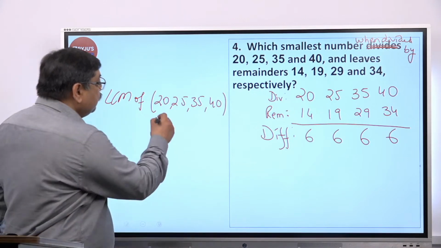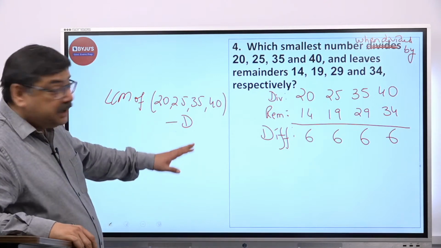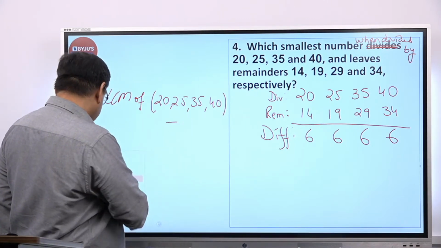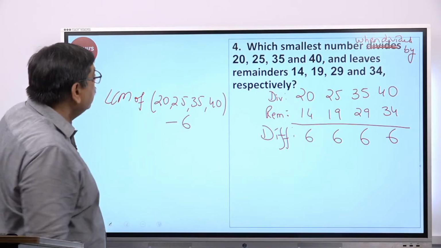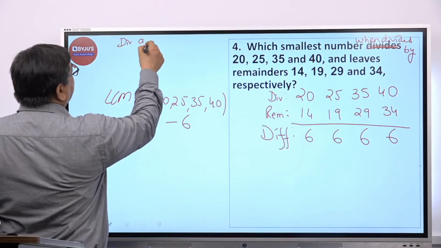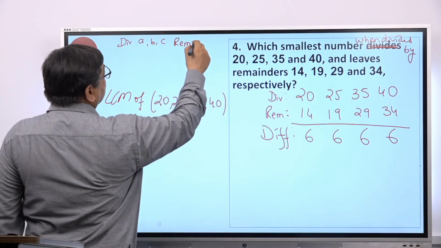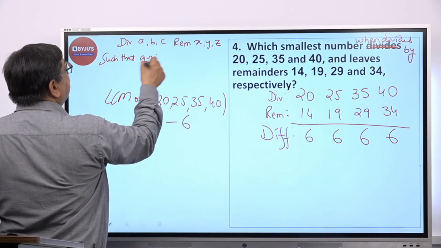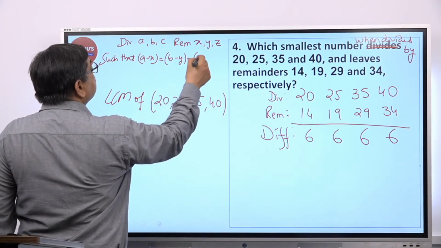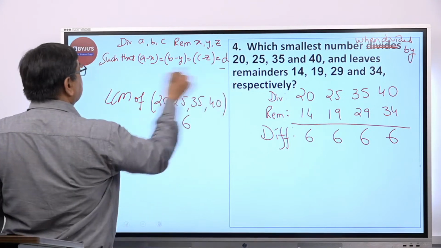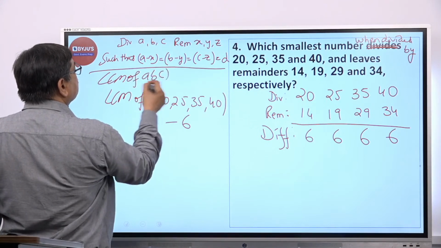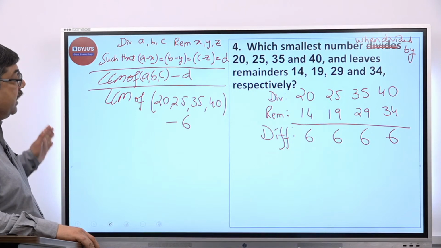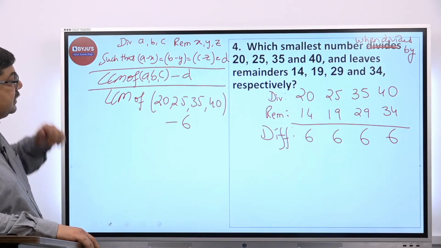So now what you have to do is subtract the difference, 6, from the LCM of these numbers. Whenever you have divisors A, B and C, which when dividing a number leave remainders X, Y and Z respectively, such that A minus X equals B minus Y equals C minus Z equals a difference D, then take the LCM of A, B, C and reduce the difference from it. That's exactly what we are going to do here, with 20, 25, 35, 40.